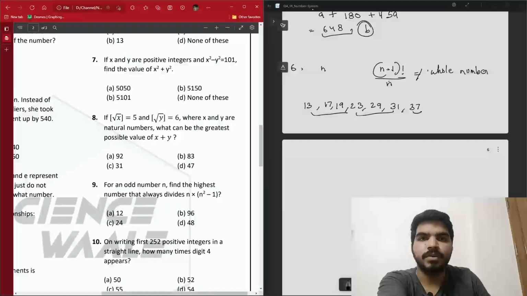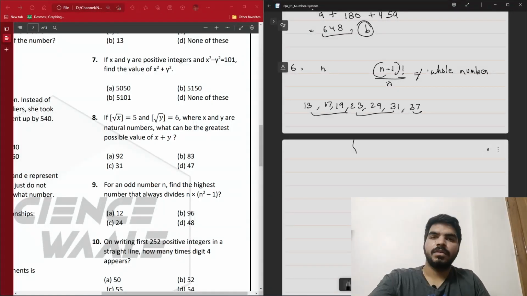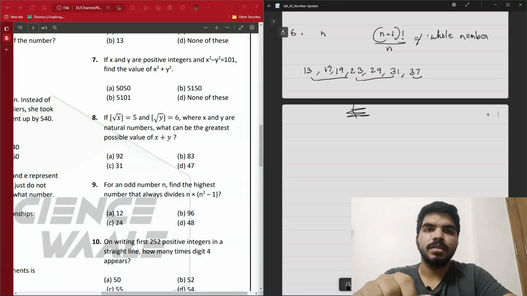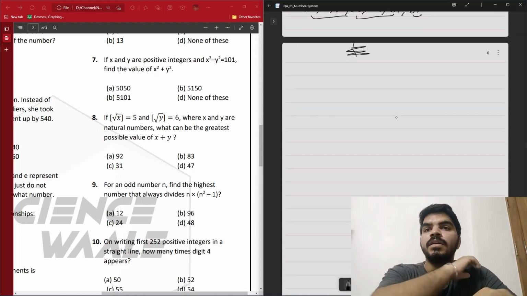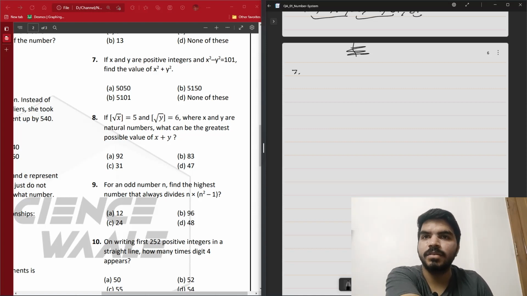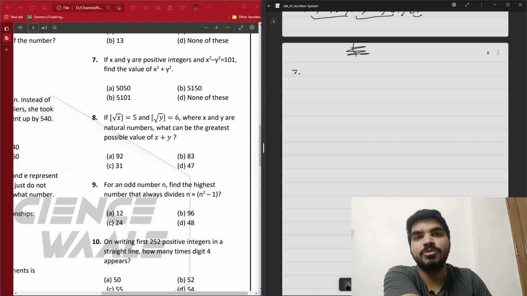Now 7th question. If x and y are positive integers and x, okay. And I bet most of you will do it by squaring both sides, adding 4xy, that method, and you will be stuck somewhere because you don't have the product xy as well.